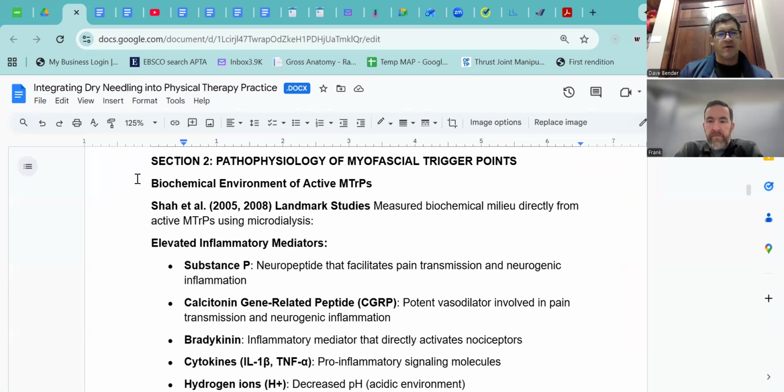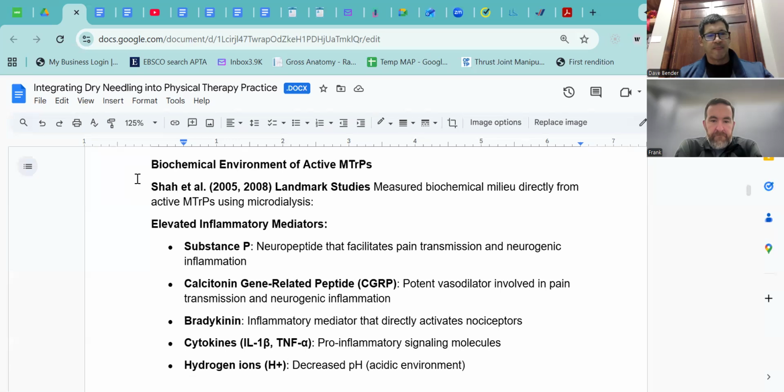We covered this in good detail in the other lectures, but it's not a bad thing to go through again, just to slowly burn it into our brains: the pathophysiology of a myofascial trigger point. This is more the biochemical environment, with studies where they measured biochemicals directly related to the active trigger points using microdialysis, basically sampling it.